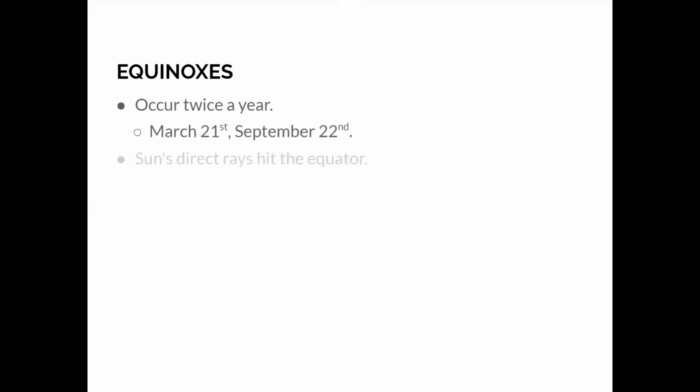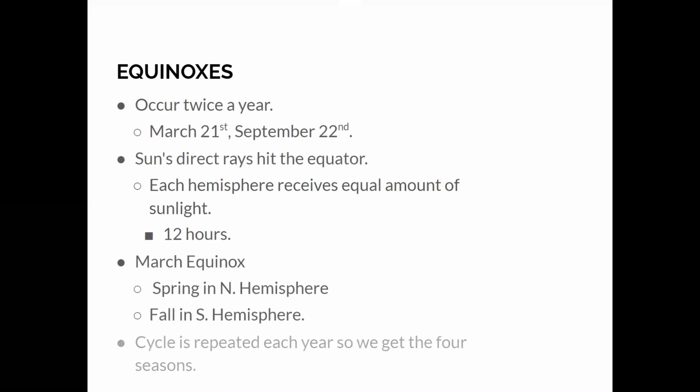Now we're going to move on to looking at equinoxes. Is this a new term for us too, equinoxes? Okay, so equinoxes, again, occur twice a year, except this time equinoxes are March 21st and September 22nd. Okay, so those are the two dates that equinoxes occur.